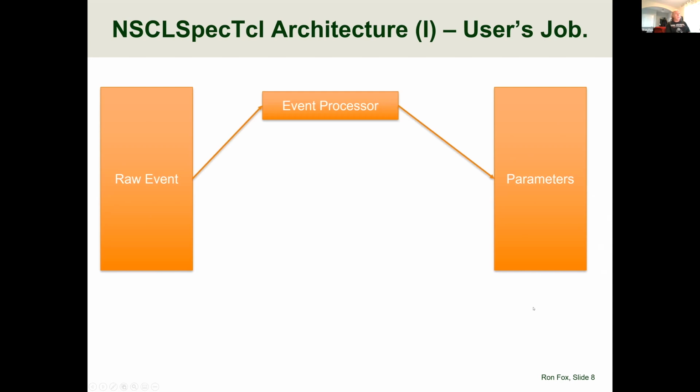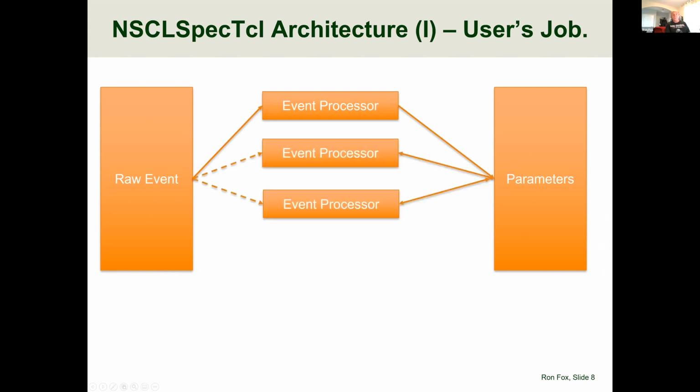Now, in fact, you can have a pipeline of these event processors. Each pipeline element has access to the raw event and the parameters produced by previous elements of the pipeline. This allows subsequent event processors to become more and more loosely decoupled from the raw data. For example, the computation of the calibrated energy doesn't need to know anything about the raw event. It just needs to know the parameters it's operating on.